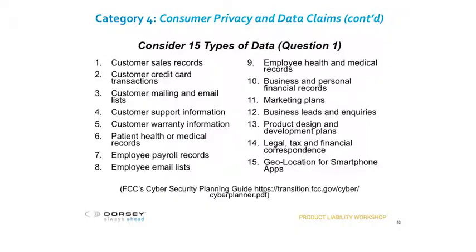The 15 types of data comes from the FCC's Cybersecurity Planning Guide. Great checklist to include. Walk through and say, which of these types of data do we have, and what are we doing to protect the data?